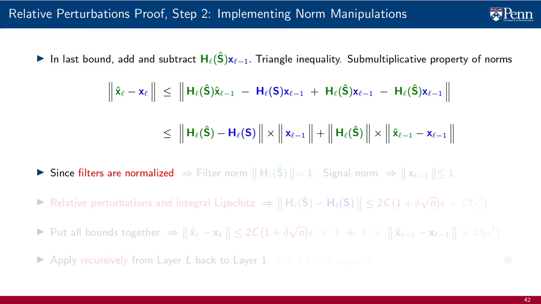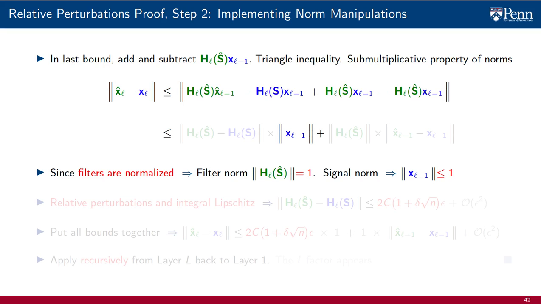We now recall that we have assumed the filters to be normalized, from where we can say that the norm of the filter H_L of S hat equals 1. And since the nonlinearities are also normalized, we can further say that the norm of the graph signal X_L-1 is also bounded by 1. This leaves us with a term depending on the difference between the filters of layer L, and a term depending on the difference between the signals received from the previous layer, the signals X hat and X at layer L-1.